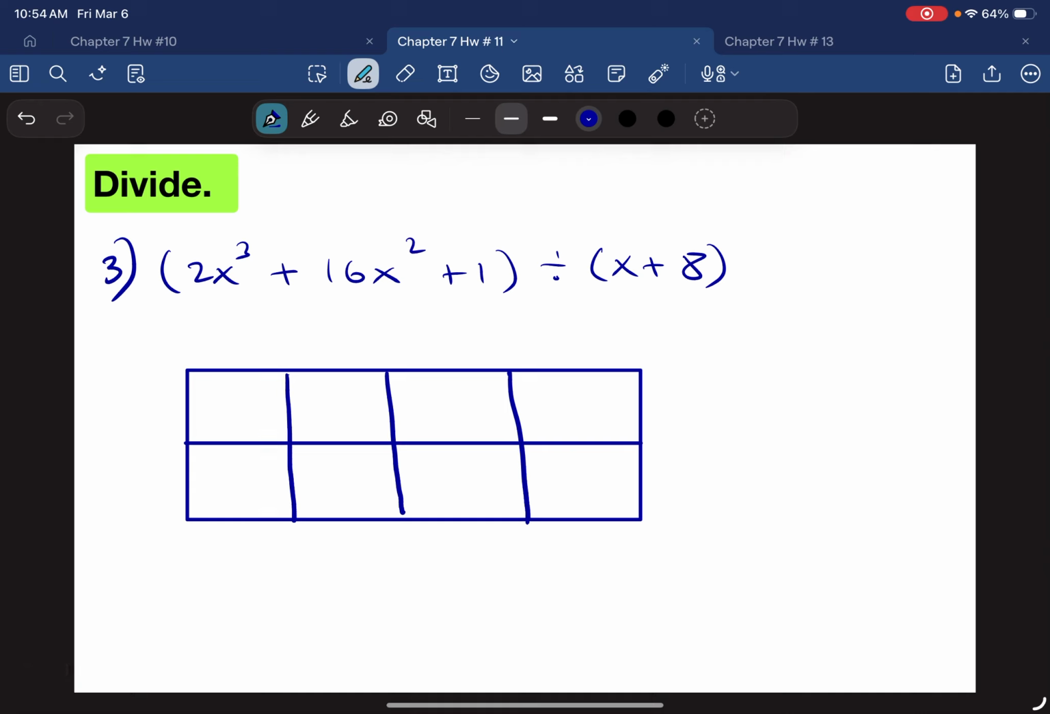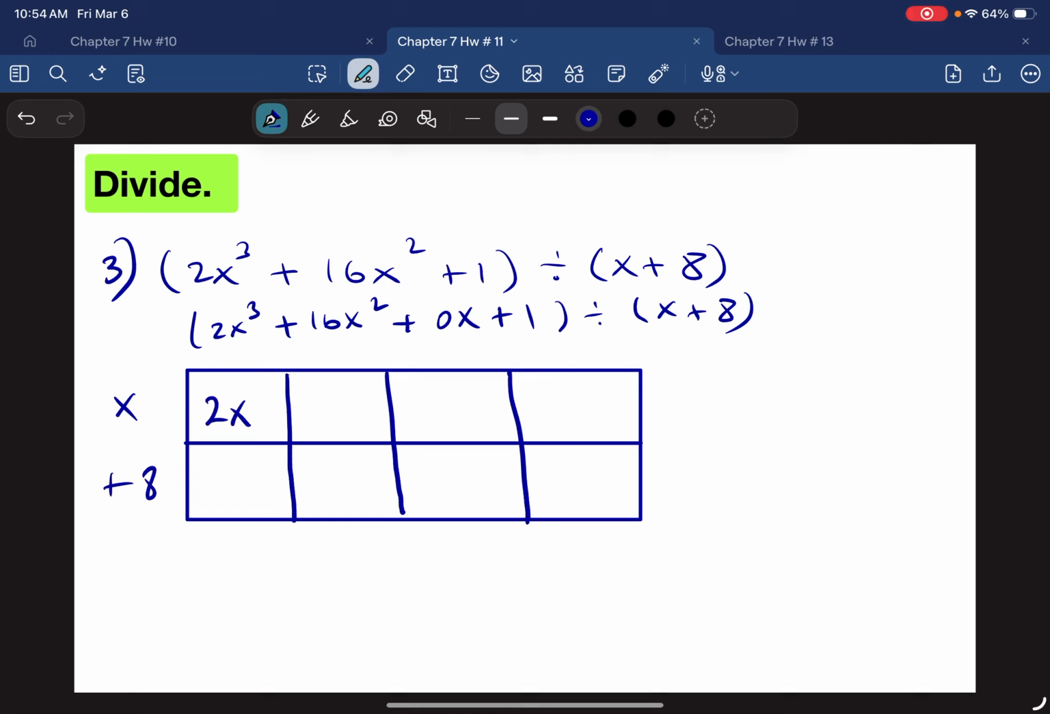Okay, so notice in this problem right here, there's 3 terms, and if you look carefully, there's 1 term missing, and that's the x part. We have x cubed, x squared, no x, and then we have that number at the end. So let's rewrite this problem, okay? It's going to be 2x cubed plus 16x squared. Since the x is missing, we're going to pretend it's there, but it's 0x. Okay, and divided by x plus 8. Okay, so x plus 8 goes here. Okay, now we'll do the problem.